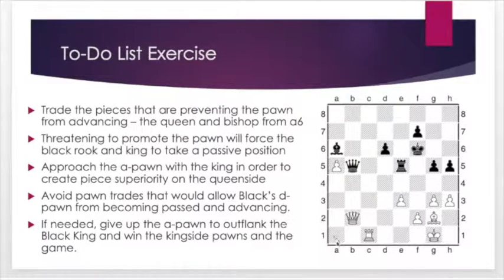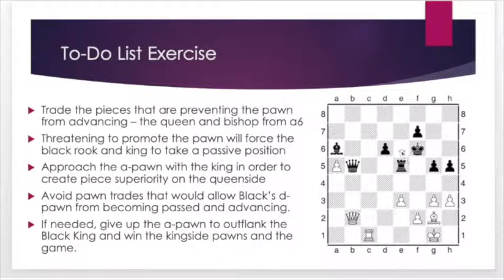Rooks belong behind passed pawns to help give it more oomph for the push. Also, conversely, that's going to force black into a defensive position, whereas this rook is probably going to have to retreat back to its home back rank and ultimately come in front of the passed pawn, because if we trade the bishop and the queen off, what pieces are left to get in front of the pawn to stop it from advancing? Really only the rook and the king.